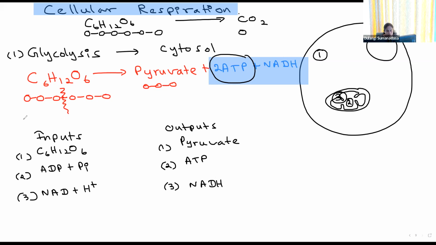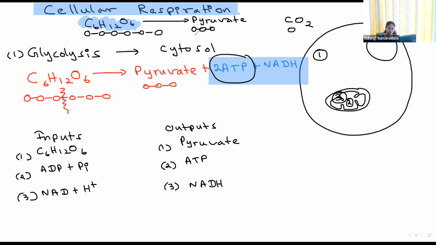So I have partially broken down the glucose. I started from 6 carbon glucose, and I'm going to break down glucose until I see 1 carbon dioxide. But I have only partially broken down the glucose because it's not carbon dioxide yet. It's something called pyruvate.